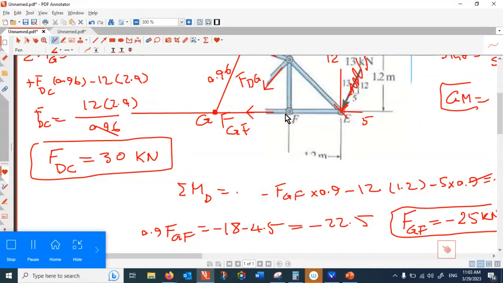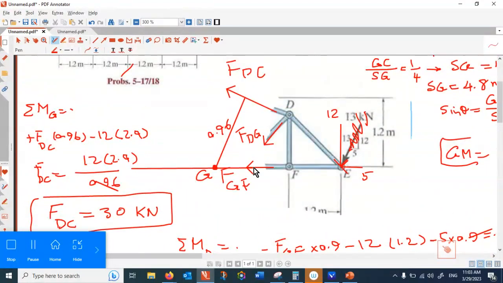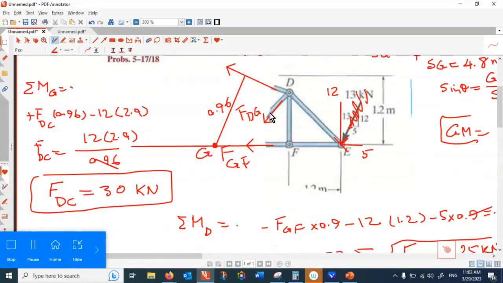All right, so now we found FDC, we found FGF, and the only unknown force is FDG. To find FDG, you can project the forces in the vertical direction or in the x direction. Maybe the x direction is easier.